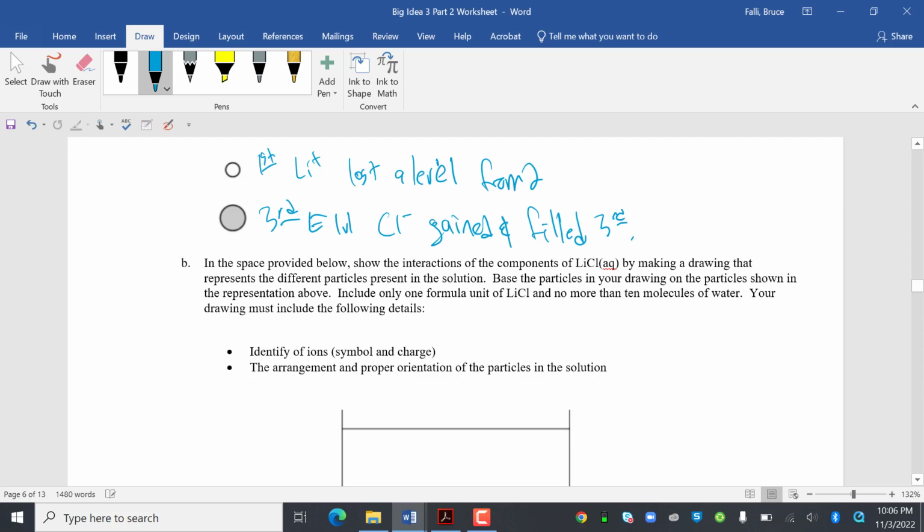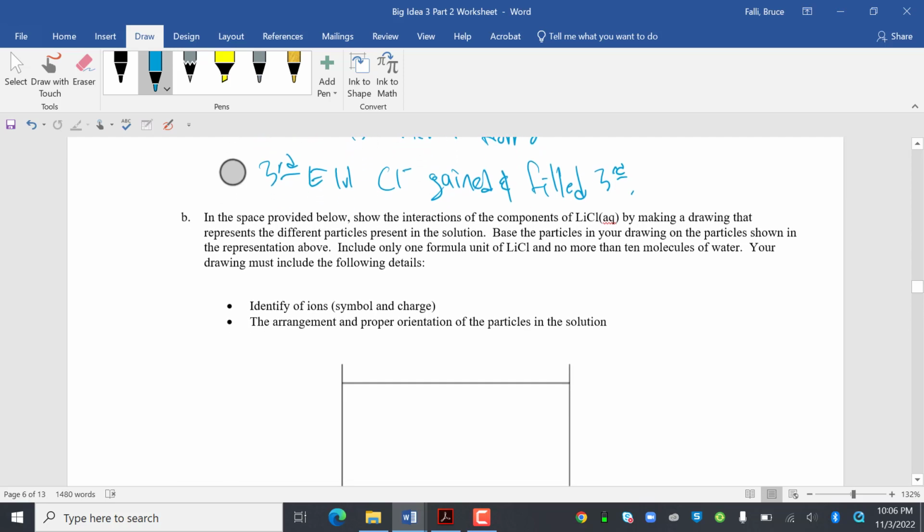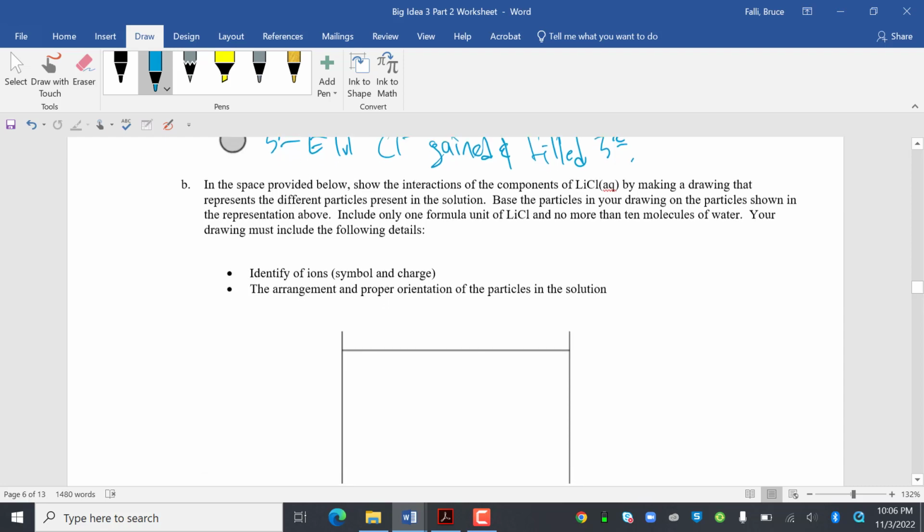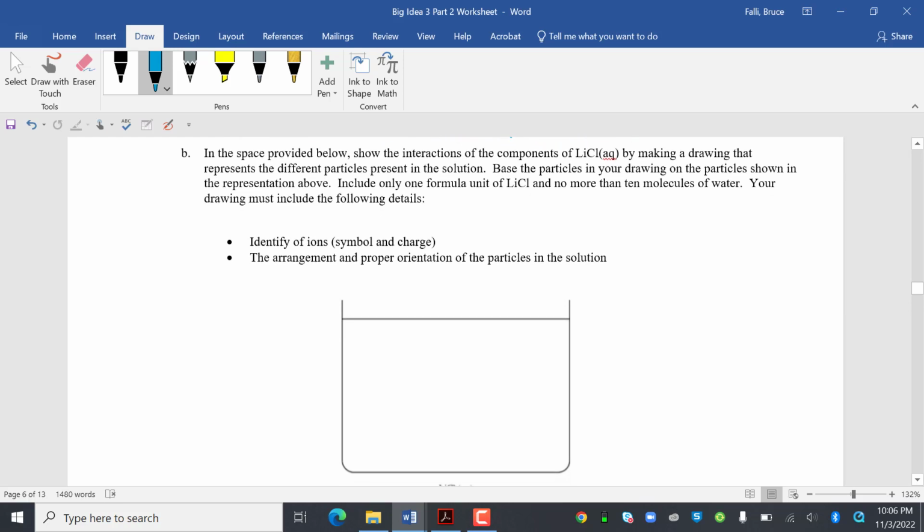Space provided below. Show the interactions of the components of LiCl by making a drawing that represents different particles present in solution. Base the particles in your drawing on the particles shown in the representation above. Include only 1 formula unit of LiCl and no more than 10 molecules of water. Your drawing must include the following details and identify ions. So this is the little one, and it's going to be plus, and then we'll have a big one, and it'll be minus. The arrangement and proper orientation of particles in solution.